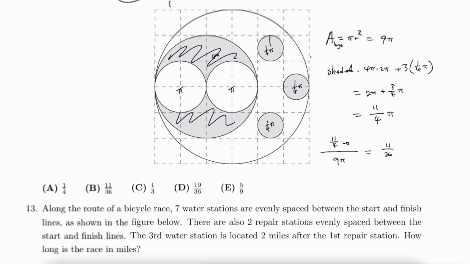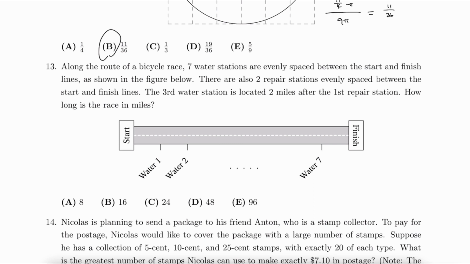Alright, number 13. It says, along the route of a bicycle race, 7 water stations are evenly spaced between the start and finish lines, as shown in the figure below. There are also 2 repair stations evenly spaced between start and finish lines. The third water station is located 2 miles after the first repair station. How long is the race?